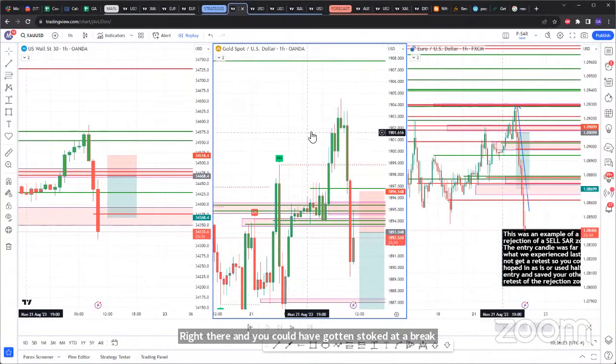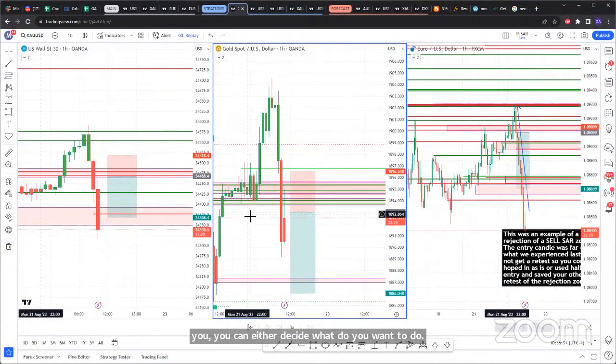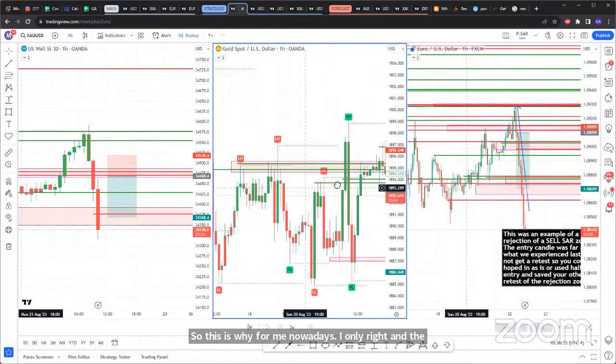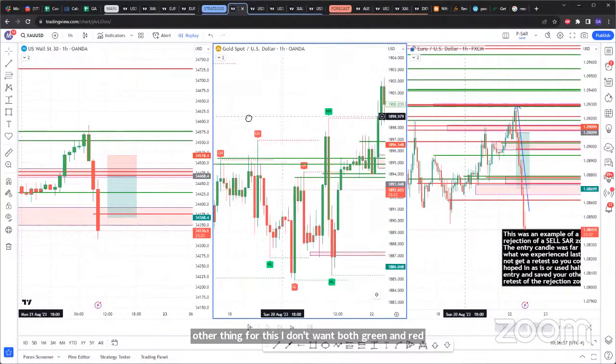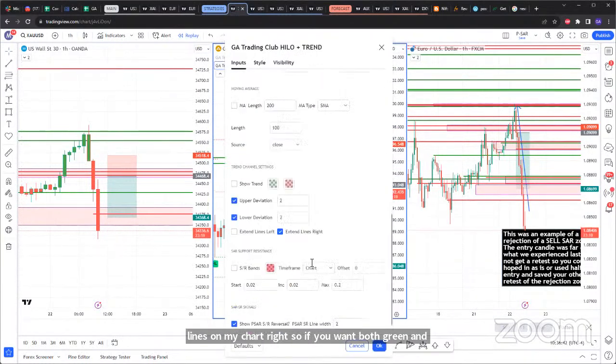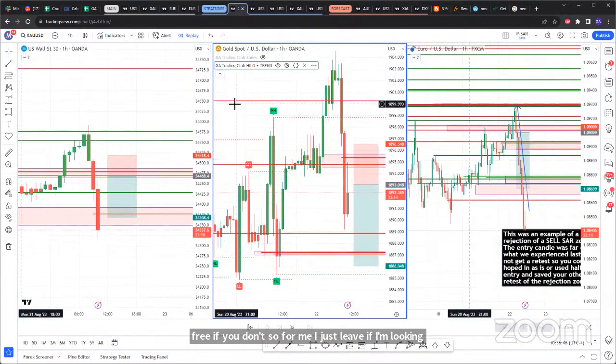So it shows you can decide what you want to do. So this is why for me nowadays, the other thing is, I don't want both green and red lines on my chart, right? So if you want that, feel free. If you don't, for me, I just leave. If I'm looking for sales, I only have the red lines in effect, and that's it.